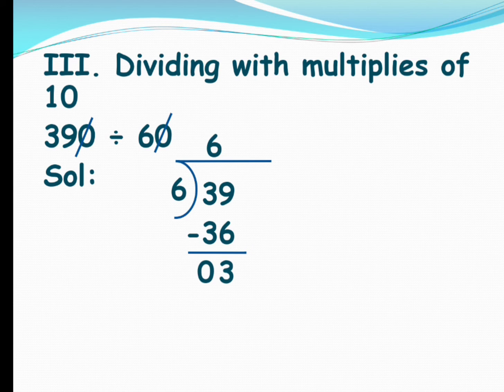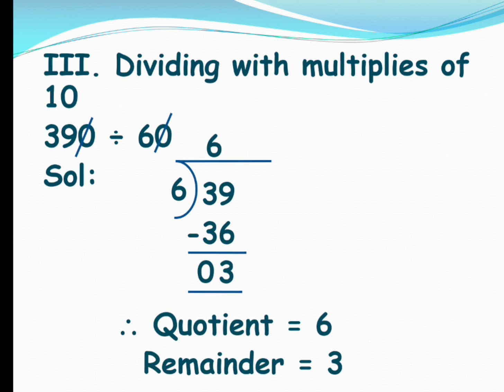So here the divisor is 6, dividend is 39, quotient is 6, remainder is 3. In this way you need to divide the numbers if they are multiples of 10. If you don't have 0 in the dividend, then you will take the two digit, that means you will be dividing the number with a two digit number. If both have zeros, then it becomes again a one digit number. Otherwise it becomes a two digit number.